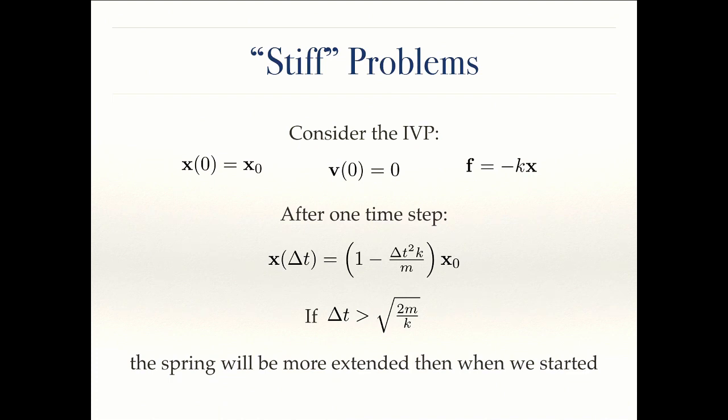If the spring is extended more than when we started, then after we take another step, it'll be even further extended, and then even further extended, and eventually it'll end up being at infinity. And that's a bad state to be in, and this is what we mean when we say a system goes unstable or blows up. Well, the way that we combat this is with implicit integration.